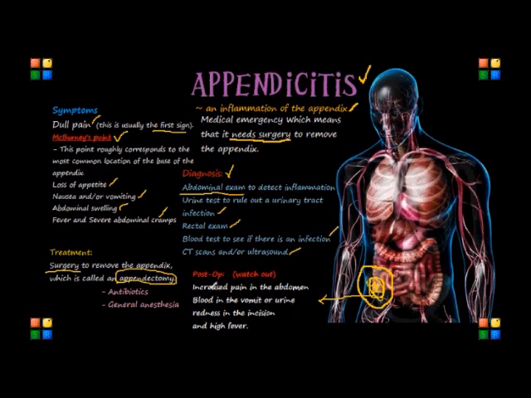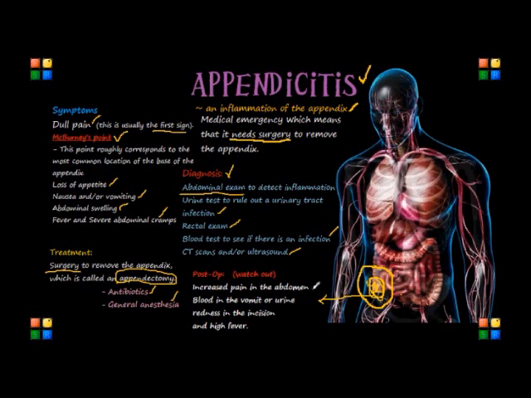Remember, with an appendectomy, antibiotics are given before the procedure to fight possible peritonitis or other infection, and general anesthesia is usually given. Nowadays, the appendix is usually removed through laparoscopy, which is just a 4-inch incision done in the stomach.